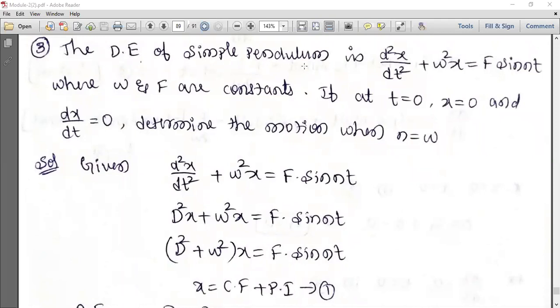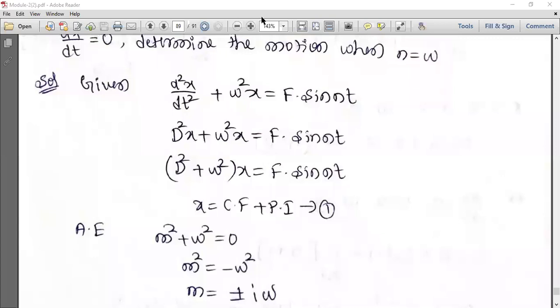The differential equation of a simple pendulum is d square x upon dt square plus omega square x equal to f sine of nt, where omega and f are constants. If at t equal to 0, x equal to 0 and dx by dt equal to 0, determine the motion when n is equal to omega. This is the symbol for omega. Okay, so let us solve this equation first.